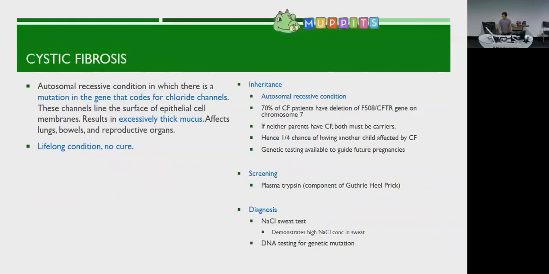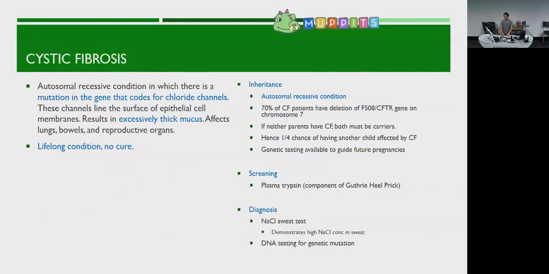So just remember cystic fibrosis: a mutation in the gene that codes for chloride channels. I'm a simple man, I don't like to remember anything much more difficult than that. The idea is that because these channels are defective, they get excessively thick mucus in multiple organ systems, as a chronic condition with no known cure.